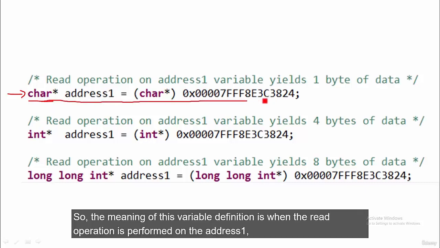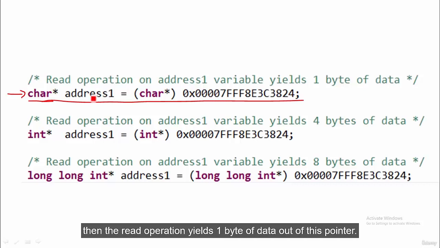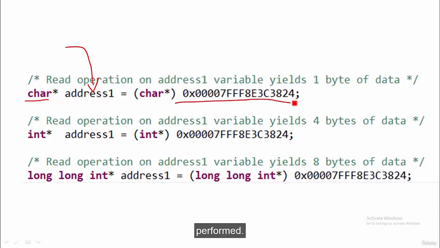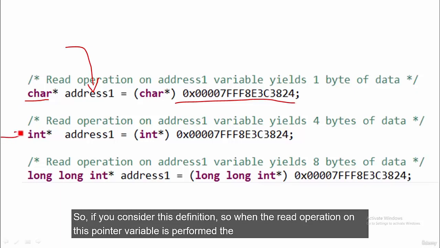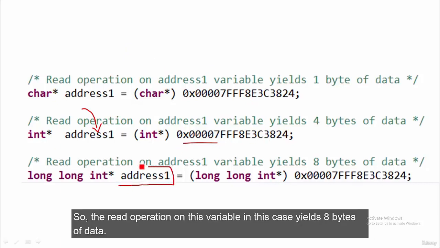The meaning of this variable definition is, when the read operation is performed on the address, the read operation yields 1 byte of data out of this pointer. So this decides how many bytes of data can be read from this pointer when a read operation is performed. The same thing applies to write operation, increment operation, decrement operation. If you consider this definition, when the read operation on this pointer variable is performed, the operation is going to yield 4 bytes of data out of this pointer. The read operation on this variable, in this case, yields 8 bytes of data.